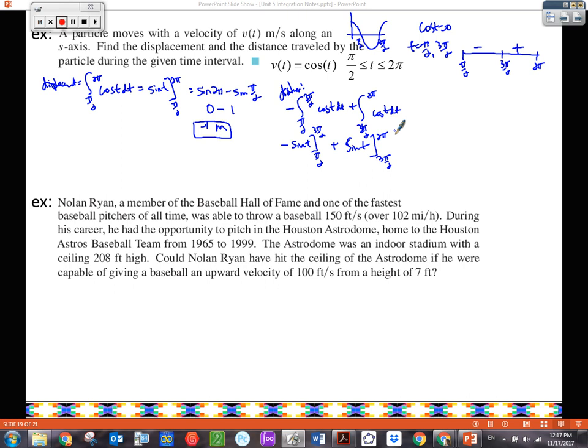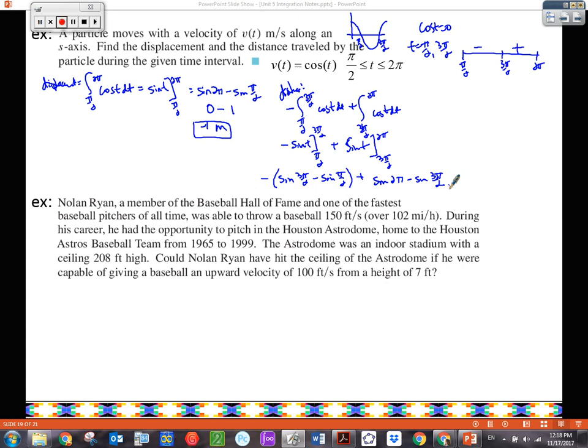So I basically have negative, I'm going to pull that on outside, so I would have sine of 3 pi over 2 minus sine of pi over 2. I'm doing my f of b minus f of a, right? The opposite of sine of 3 pi over 2 minus sine of pi over 2 plus sine of 2 pi minus sine of 3 pi over 2. Okay, I know I'm going kind of fast. Are we okay? Is everybody caught up? Am I moving too fast?